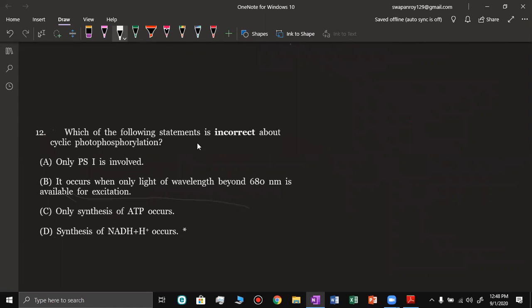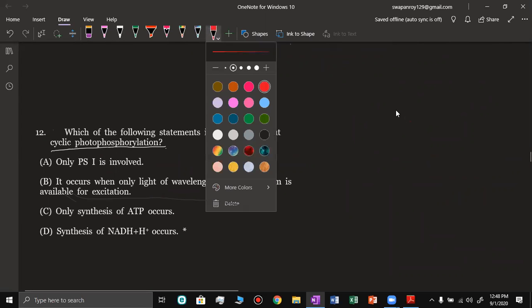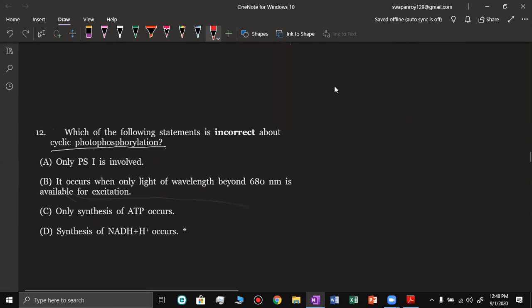Which of the following statements is incorrect about cyclic photophosphorylation? Here, cyclic photophosphorylation. We know that there are two types of photophosphorylation. One is cyclic, another is non-cyclic. You know the phosphorylation.